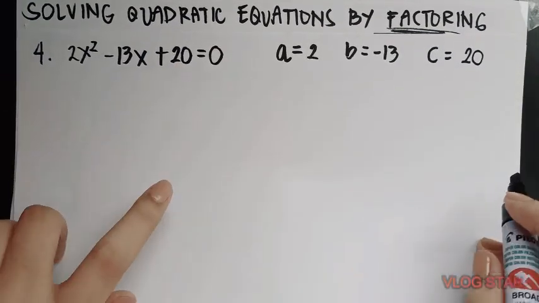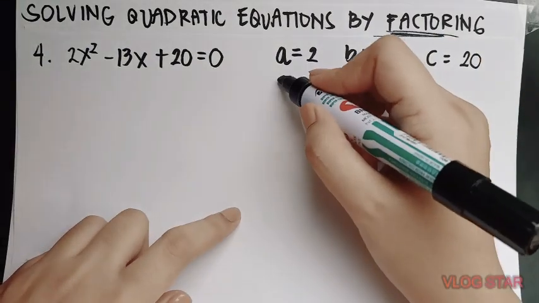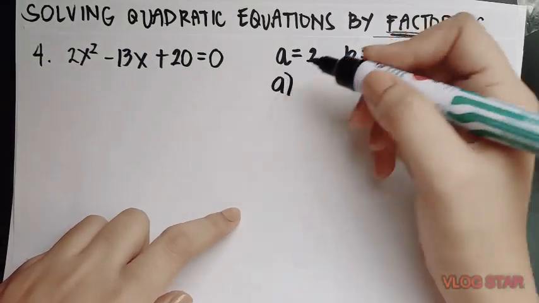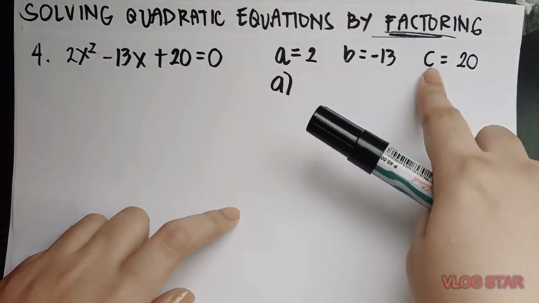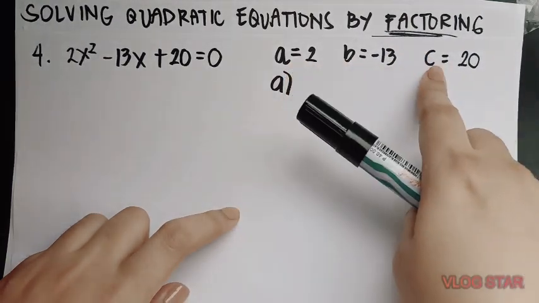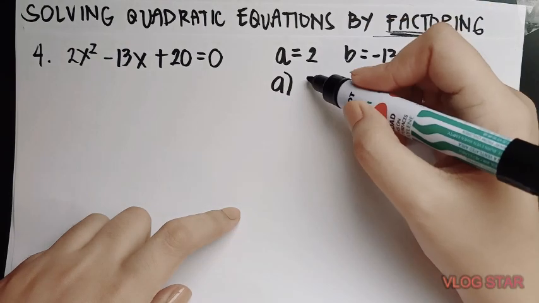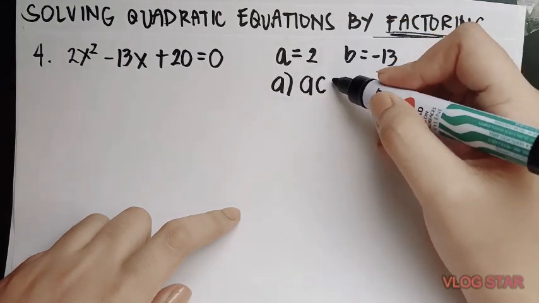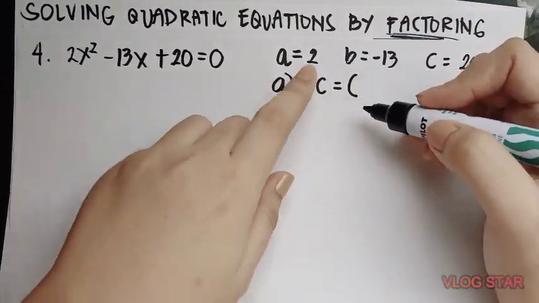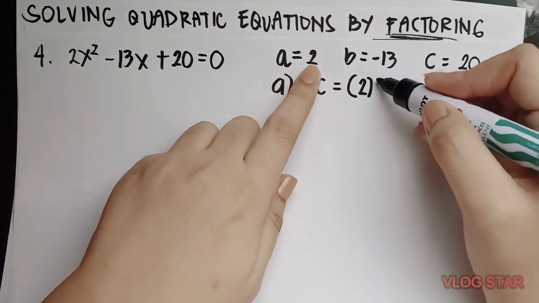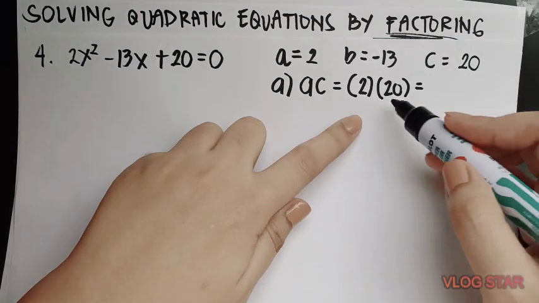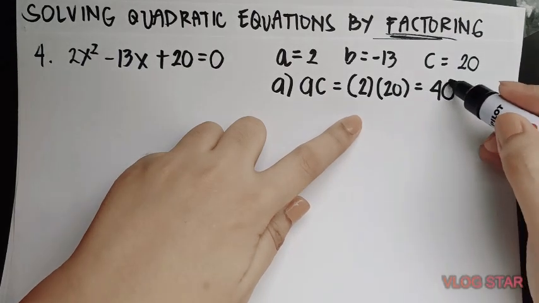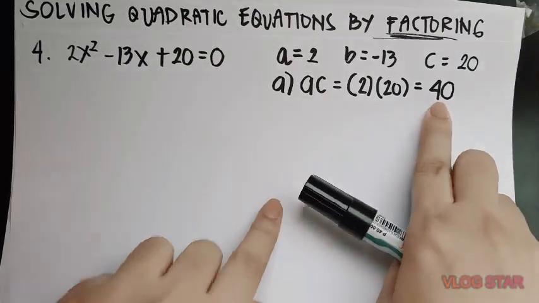Okay, so what's the first step? The first thing that we have to do is to multiply a and c, or get a times c. So ac is equal to a, which is 2, times c, which is 20. 2 times 20, therefore ac is 40.